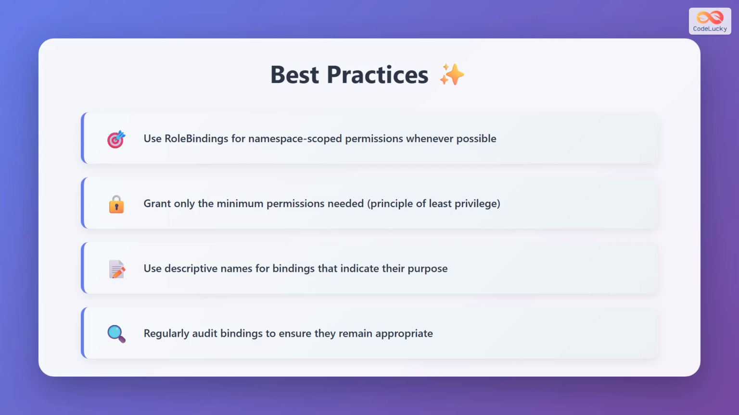Let's review some best practices for working with bindings. First, use RoleBindings for namespace-scoped permissions whenever possible. This limits the blast radius if permissions are misconfigured. Second, always follow the principle of least privilege by granting only the minimum permissions needed for a user or service account to do their job. Third, use descriptive names for your bindings that clearly indicate their purpose. This makes it much easier to understand your access control configuration at a glance. Finally, regularly audit your bindings to ensure they remain appropriate as your team and applications evolve. Remove bindings that are no longer needed to keep your cluster secure.